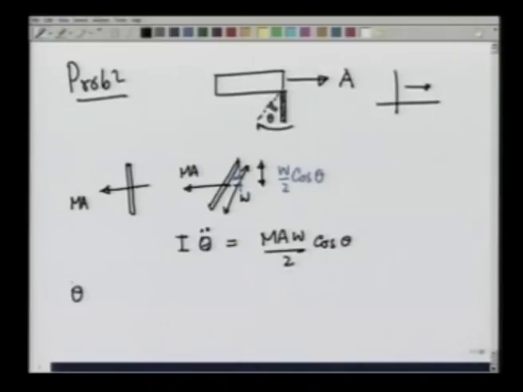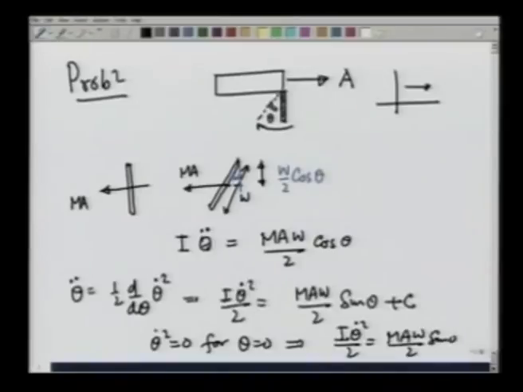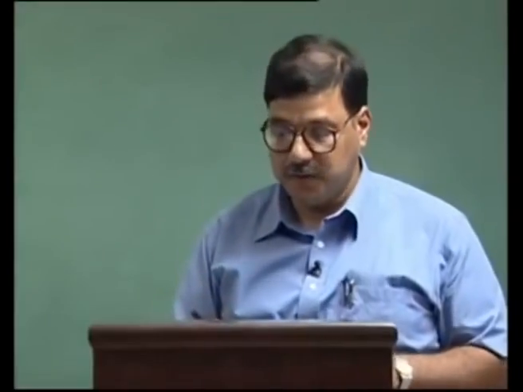Again, writing theta double dot as 1/2 d over d theta, theta dot square, we get I theta dot square divided by 2 is equal to m a w over 2 sine theta plus a constant, but theta dot square is equal to 0 for theta equal to 0, and therefore, I theta dot square over 2 is equal to m a w over 2 sine of theta, and that gives you the angular velocity of the door at an angle theta when the car starts accelerating towards the right.